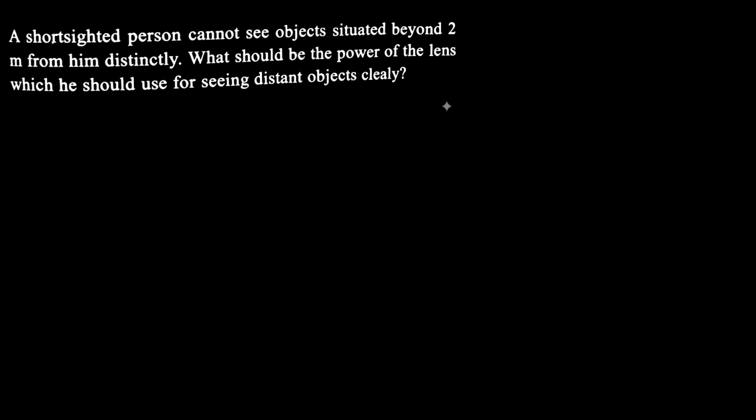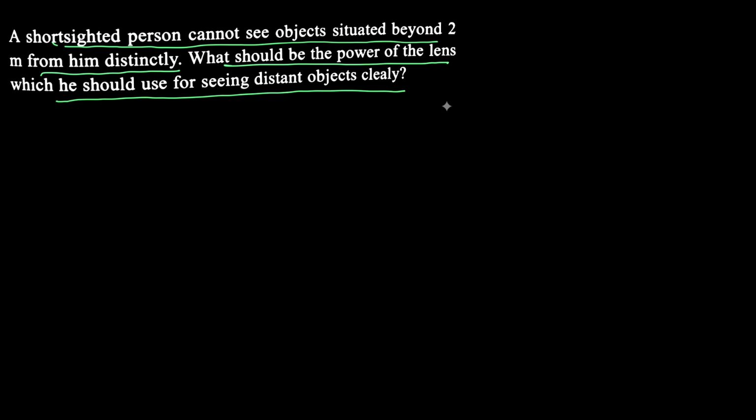Last question based on this one. A short-sighted person cannot see objects beyond 20 cm distinctly. What should be the power of the lens which he should use to see distant objects clearly? So we can use this formula, 1 by V minus 1 by U is equal to 1 by F. Object distance is minus 2, so 1 by V and 1 upon minus 2, that should be equal to 1 upon Fe. This is the first formula.